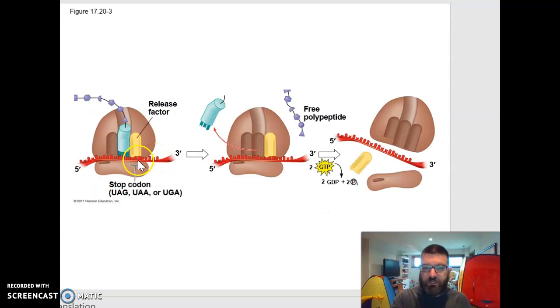Now here's an image of the stop codon binding to a release factor, which will break all these components apart, the mRNA and the large subunit and the small subunit. And now the mRNA is free to go find another ribosome and make another copy of the exact same protein.